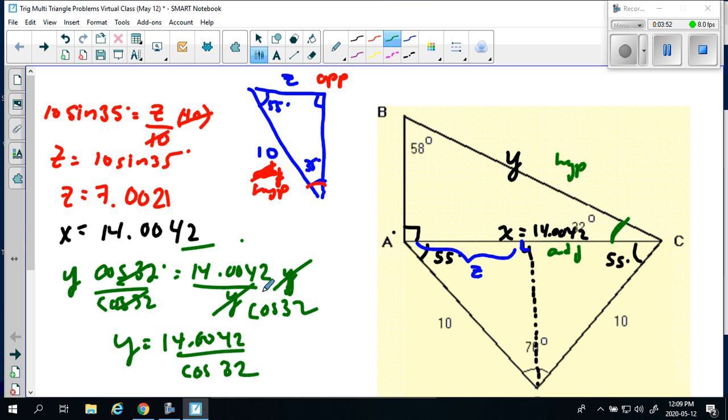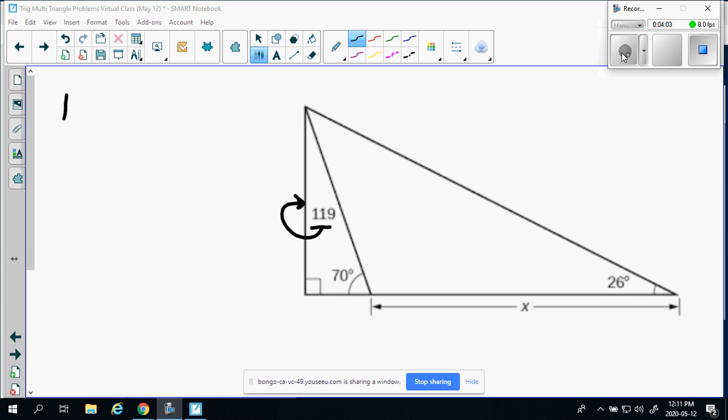And I'm getting 16.5. Now, because they have given it to me in whole numbers, I'm going to give it to them as 17. So this one's 17, and then this one's going to be 14. And those are my two answers.